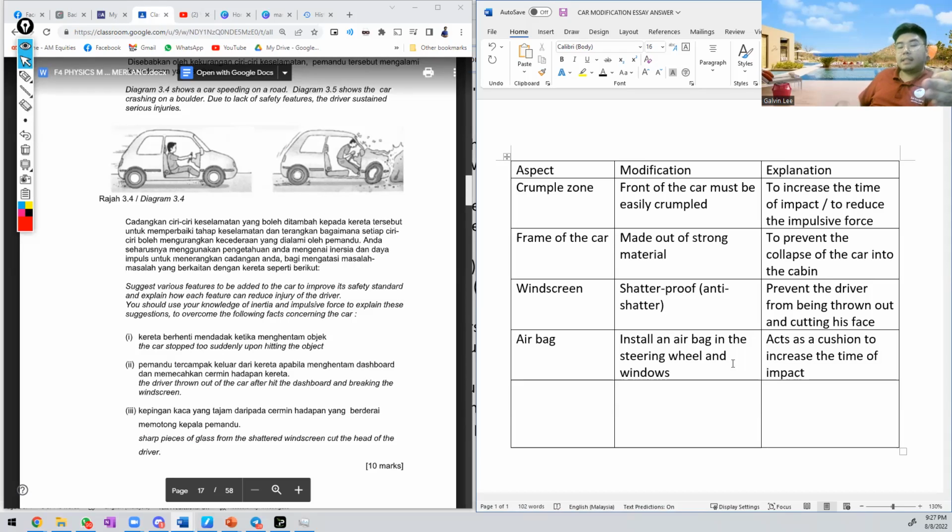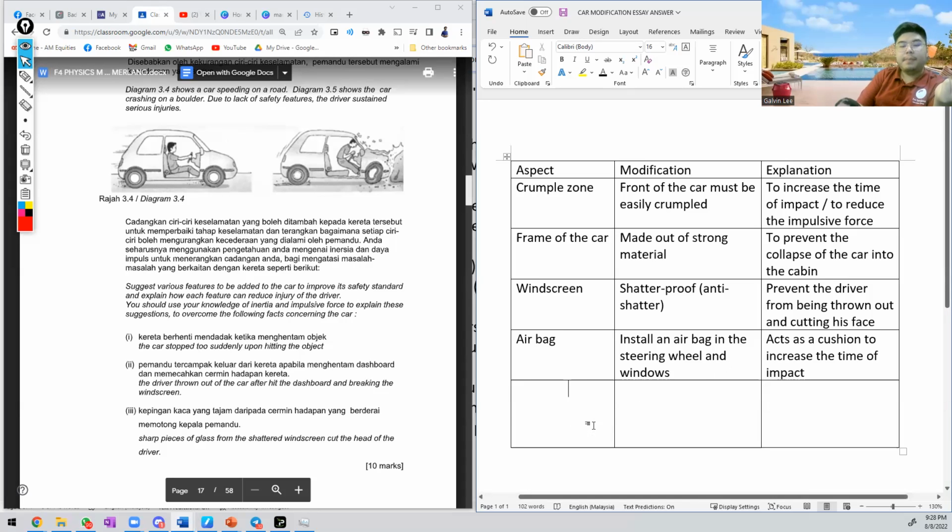If you just say acts as a cushion, of course, no marks, because you are not explaining anything to me. Acts as a cushion, so what? What is the function of cushion? Yeah, you gotta ask yourself. So what? It is a cushion. You must say, oh, it is a cushion. The cushion can increase the time of impact. Then okay. Okay, act as a cushion to increase. Okay. And now go to the last one. Very quick. Then you can copy.